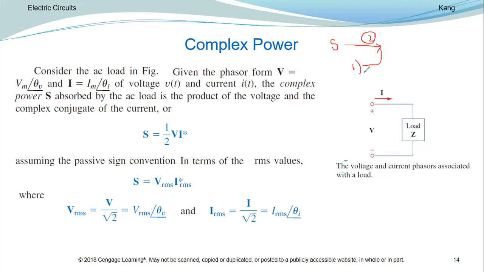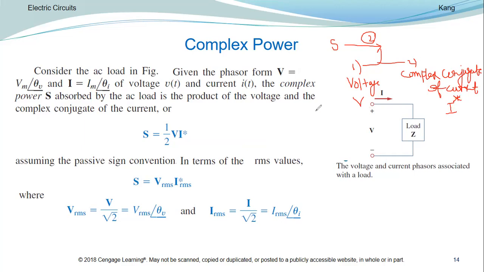Okay, first parameter will be the value of voltage, which is written as V, and second parameter is my complex conjugate of current. So it will be I with a star.